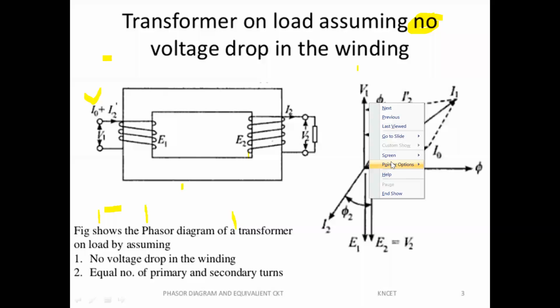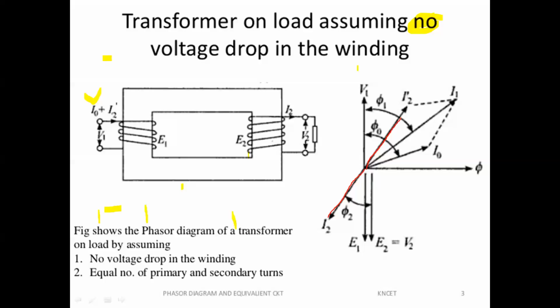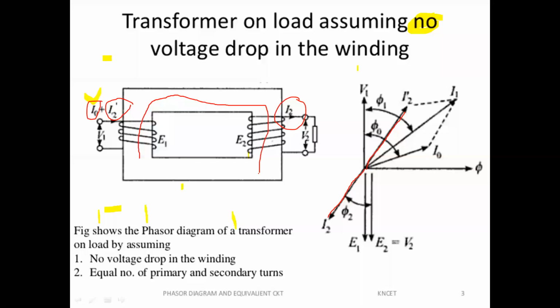This is the secondary current I2, and this is the primary equivalent of the secondary current, I2 dash. When I2 exists on the secondary side, I2 dash exists on the primary side. The I0 value does not depend upon load. Without load also the I0 value exists. The purpose of I0 is to produce the working flux between the primary and secondary, and to meet the losses of the transformer on no load condition.